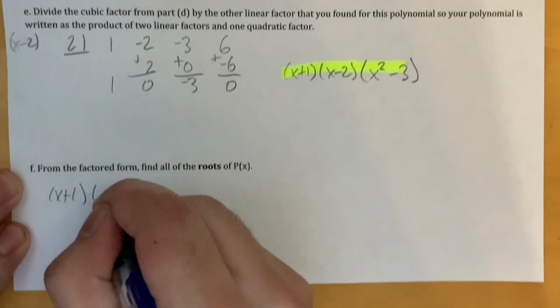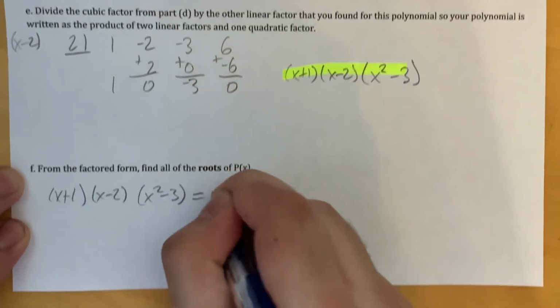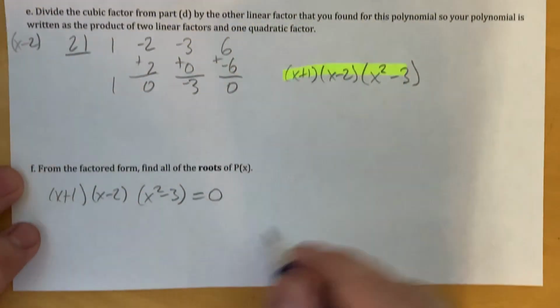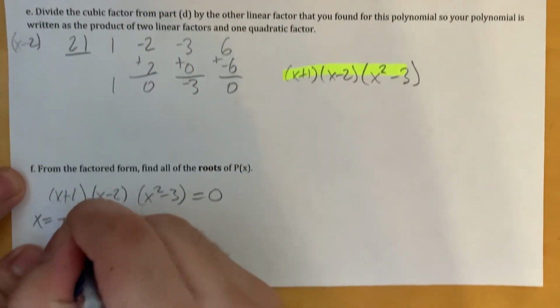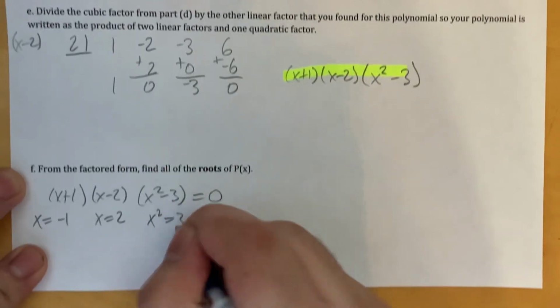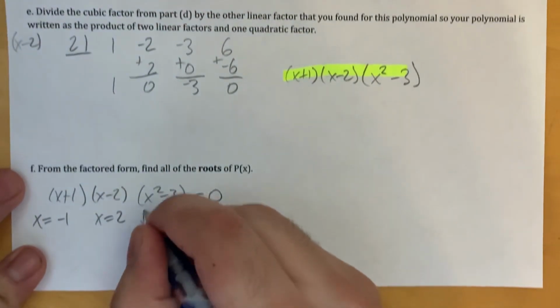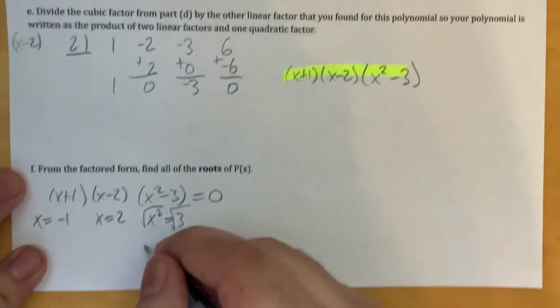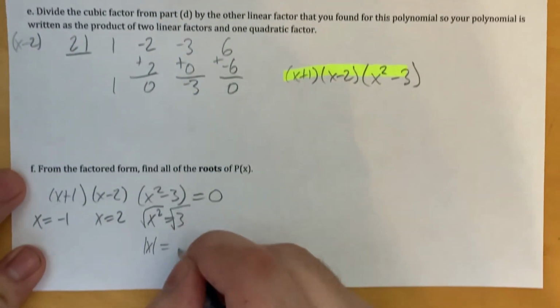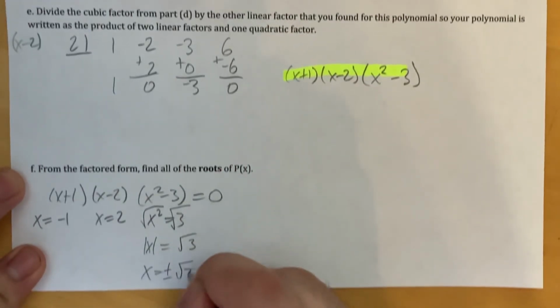X plus 1, x minus 2, x squared minus 3 equals 0. Now we can solve for x for each of them. X equals -1, x equals 2, and x squared equals 3. But wait, can't we break it down even further? Yes, we can. So we're going to square root both sides. We get absolute value of x equals square root 3. And to remove the absolute value, we get x equals plus or minus square root of 3.